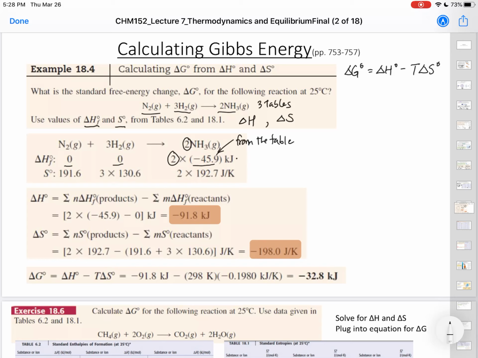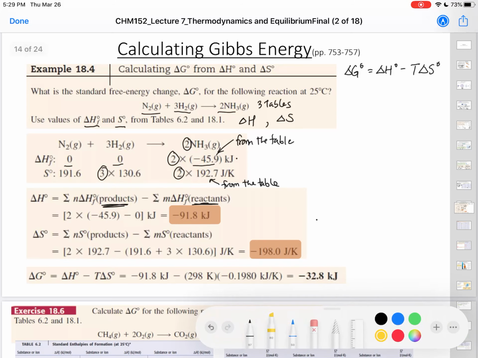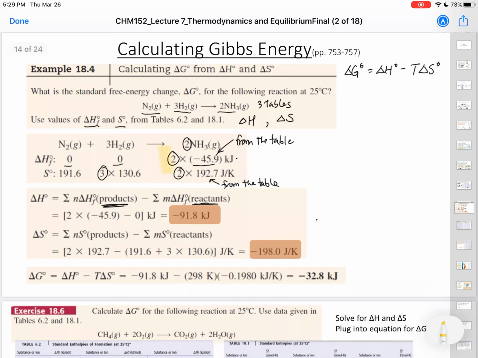Then you're going to, of course, bring down your coefficients. And if you don't have a coefficient, you don't need to bring it down. And then you're going to look at your delta S. Again, these are from your table. And again, you should bring down your coefficients. Then remember, you're not doing the straight up sum, you're doing the products minus the reactants.